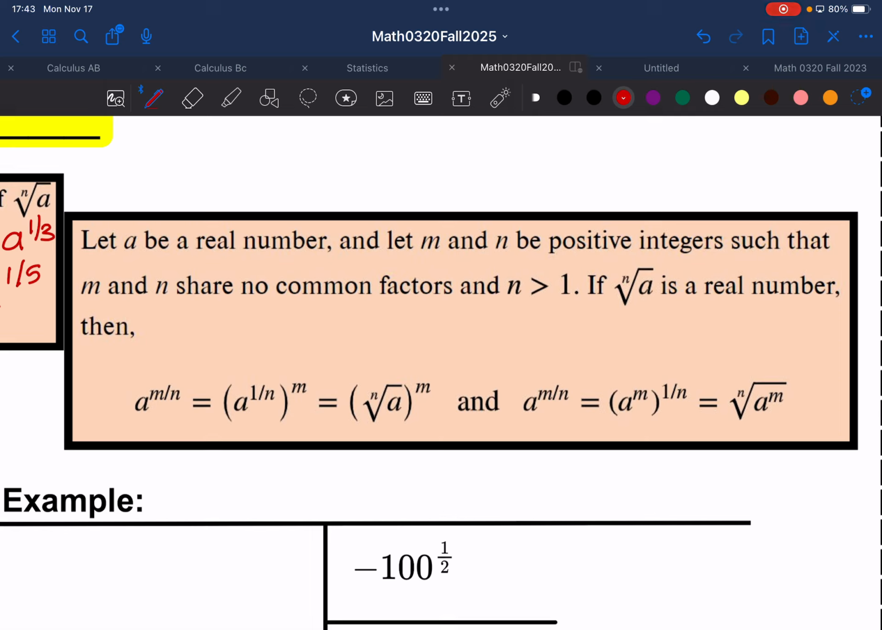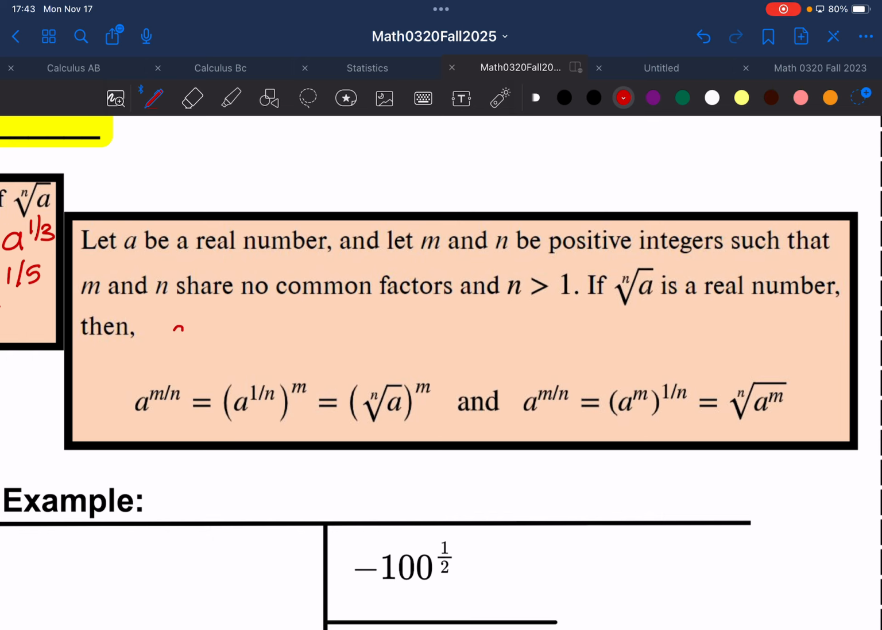So it says let a be a real number and let m and n be positive integers such that m and n share no common factors and n is greater than 1. If the nth root of a is a real number, then a to the m over n is the same as a to the 1 over n to the m power, or in other words, the nth root of a to the m power. Using real numbers, it makes more sense.